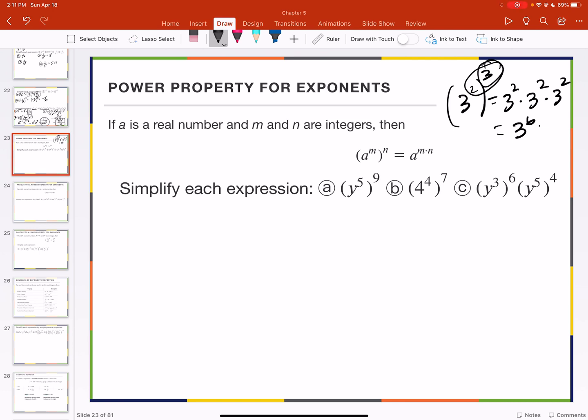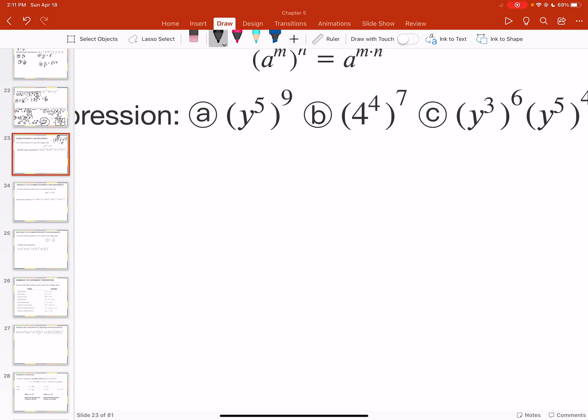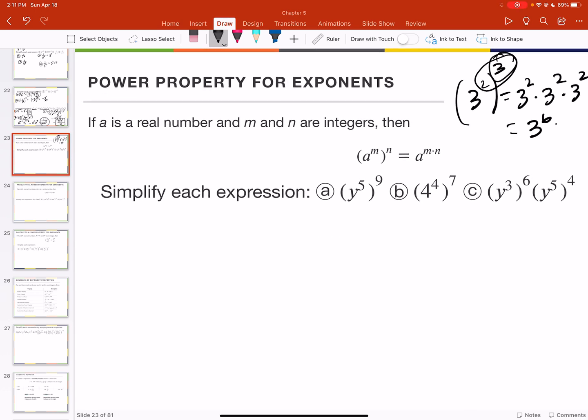So in general, any real number that's non-zero, raised to a power, well, I guess 0 would still be, it doesn't matter, because 0 to the anything is 0.